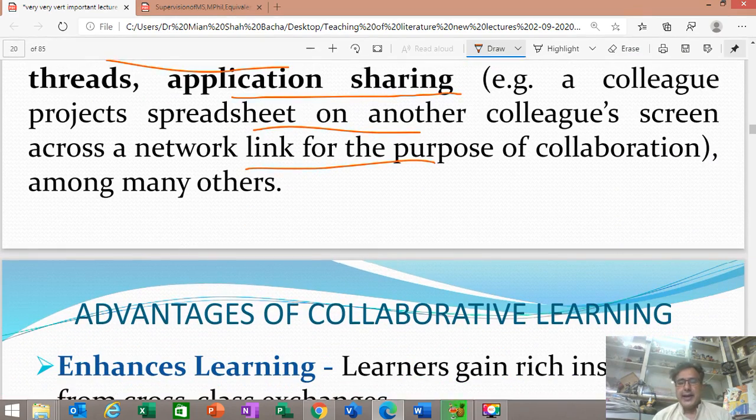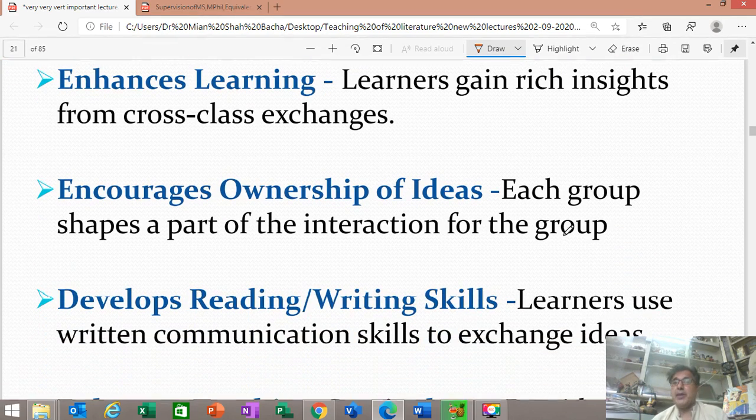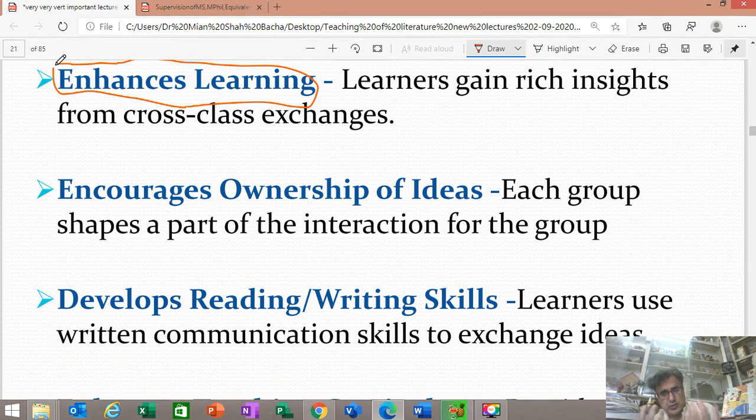All right. What are the advantages of collaborative learning? Remember, this enhances learning. Believe me, I didn't even think of using this technology before for such a classroom.